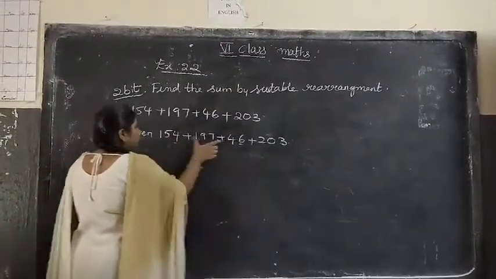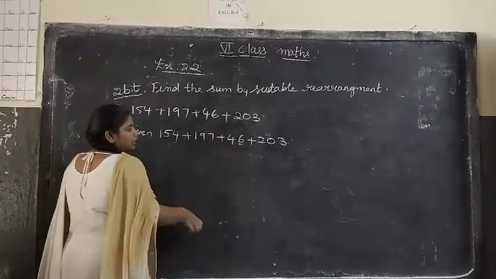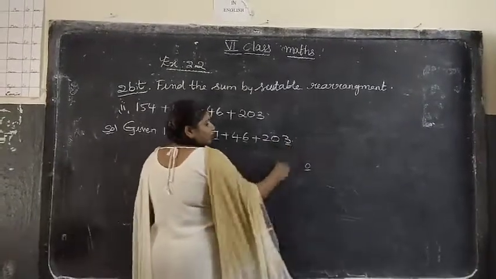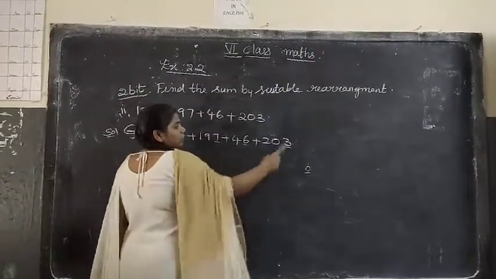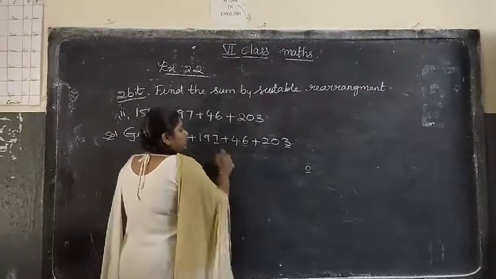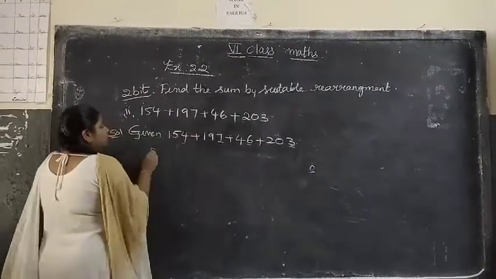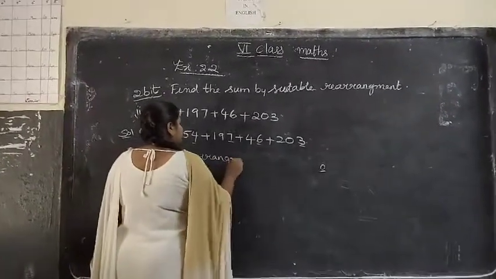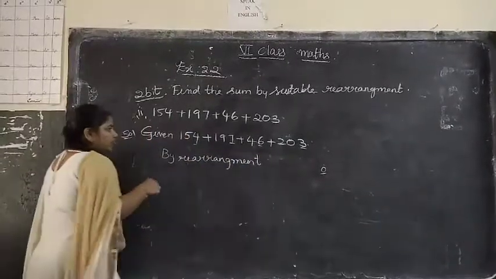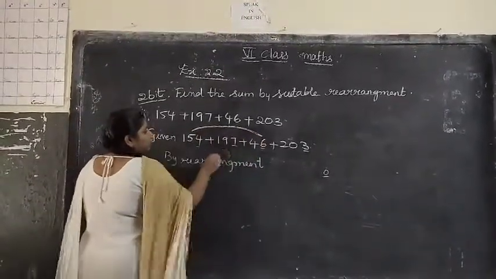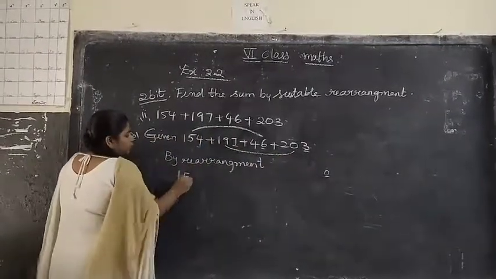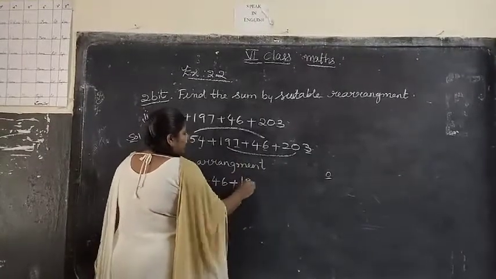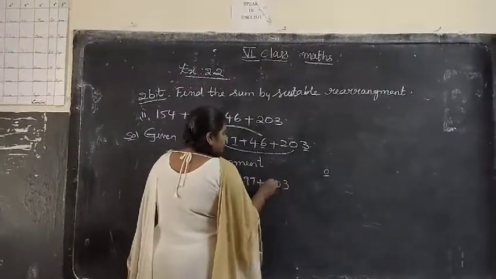So if you rearrange these two terms, if you bring these two whole numbers together, the units place will be equal to 0. In the same way, 7 plus 3 will be equal to 10. So you bring these two numbers together by rearrangement. So what numbers are you rearranging here? You are bringing these two together and these two together. That is 154 plus 46 plus 197 plus 203.